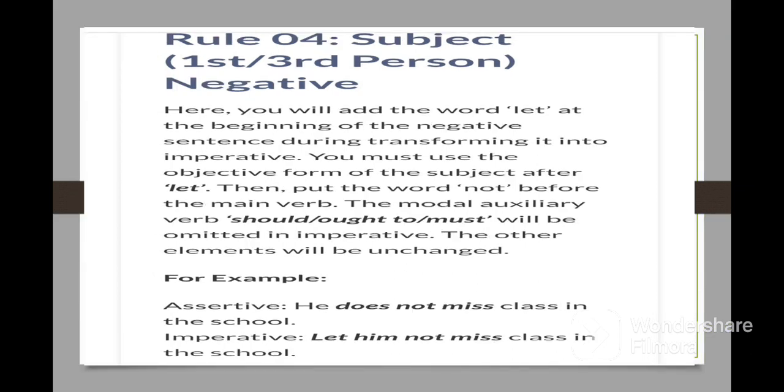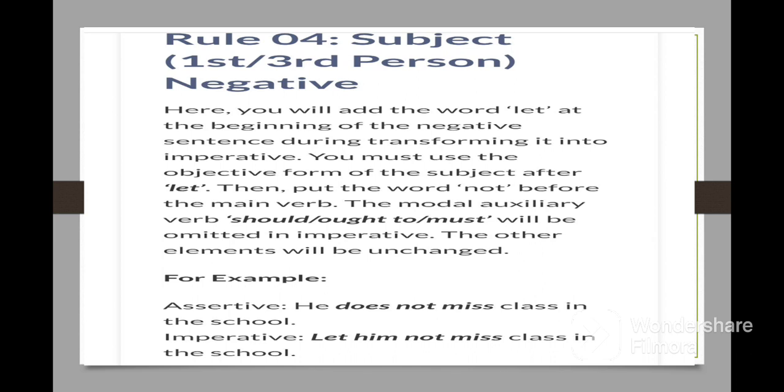Yes. Now let us see the next rule, rule number 4. Here you will add the word let at the beginning of the negative sentence while transforming it into imperative. You must use the objective form of the subject after let. Then put the word not before the main verb. The modal auxiliary verb, should or ought to or must, will be omitted in the imperative. The other elements will be unchanged.